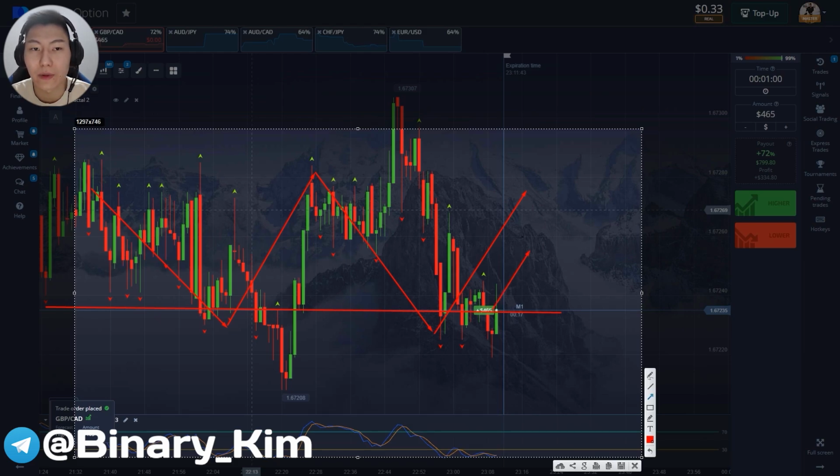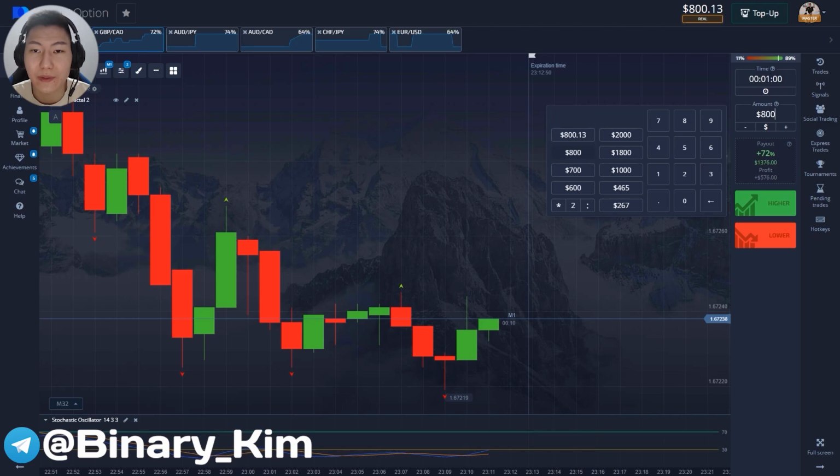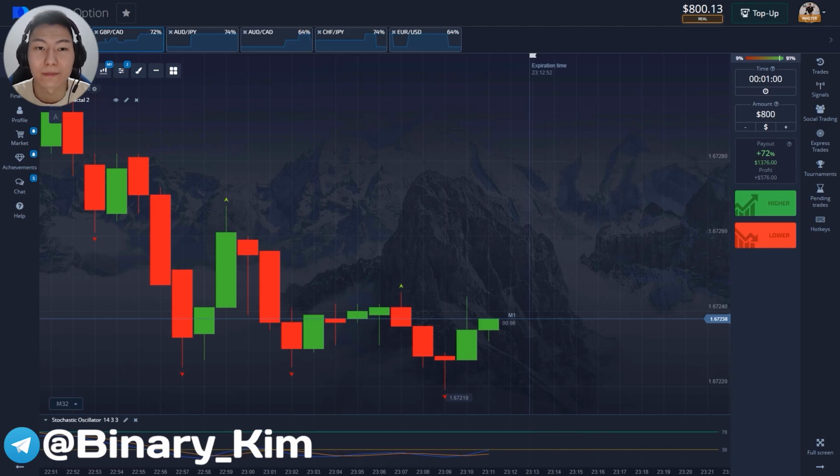Also, take a look at the stochastic. The moving average crossed, which means the upward dynamics is going to take place. And there we go, exactly as I predicted. On the last second before the closing, the price broke out. Let's update the trade amount and we are going to continue the trading session.